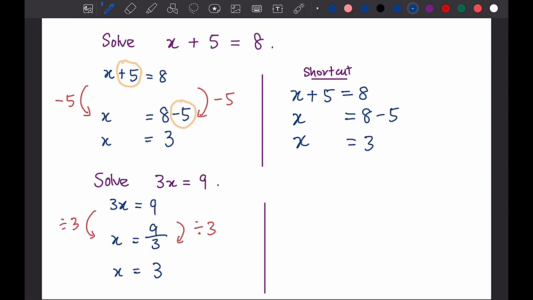Now the same idea is this. If I were to take a shortcut, 3x equals 9, then we consider 3 times x means when it goes to the right hand side, it's actually divide by 3. So instead of 3 times on the left hand side, it becomes divide by 3 on the right hand side. Here it is 3 times, on the other side it is divide by 3.